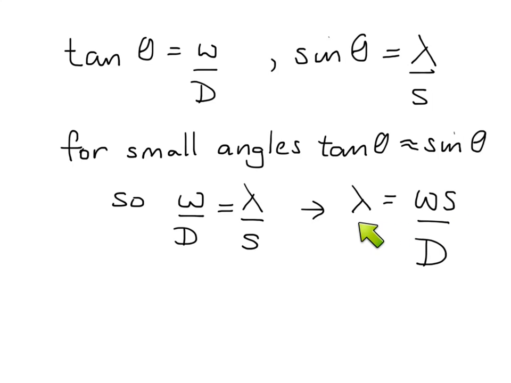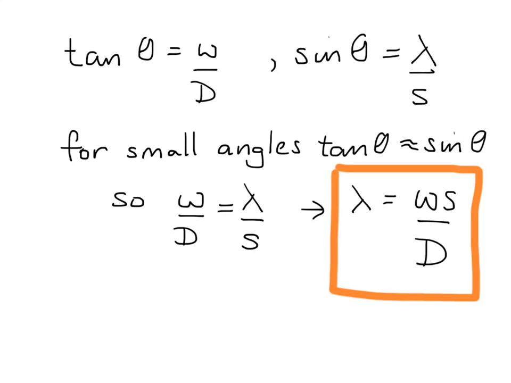So you can measure the wavelength of light, which is a tiny, tiny quantity. It's about 600 nanometers for red light, with basically a ruler and just a careful bit of measuring. Now it's Thomas Young who first did this experiment back in 1805. So that's why it's called Young slits.